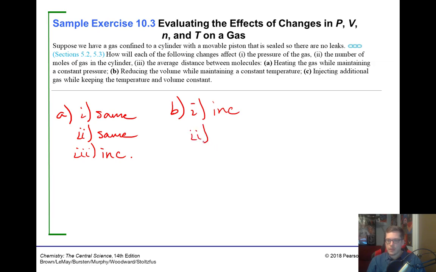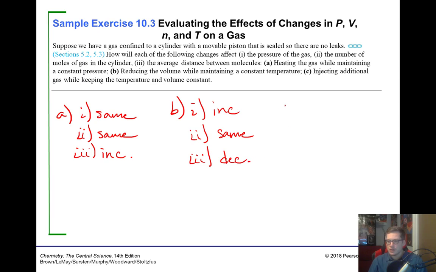Part 2 says the number of moles of gas. Well, we're not adding anything, so therefore that has to remain the same. And then for part 3, it says the average distance between the molecules. Well, the volume decreases, right? So those molecules have to be getting closer and closer together. So therefore, the average distance between these molecules has to decrease.